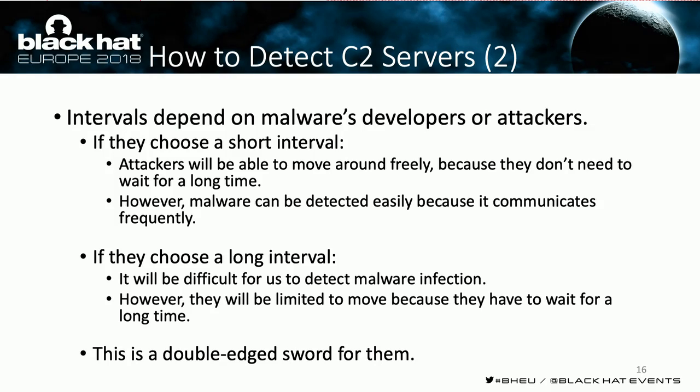Communication intervals are important for attackers because if they choose a short interval, they will be able to move around freely. However, we will also be able to detect them easily by counting the total number of communications. On the other hand, if they choose a long interval, they will be limited in movement. But it will be difficult for us to detect the activity because there will be too few communications to find it if we sum up each destination host. This is a double-edged sword for them.